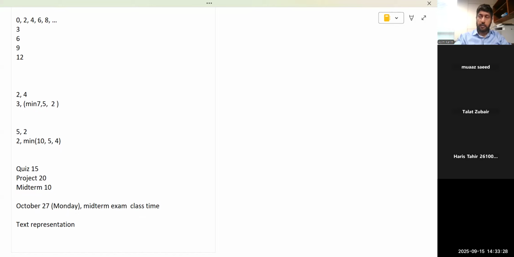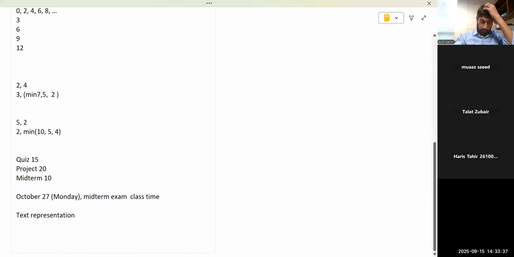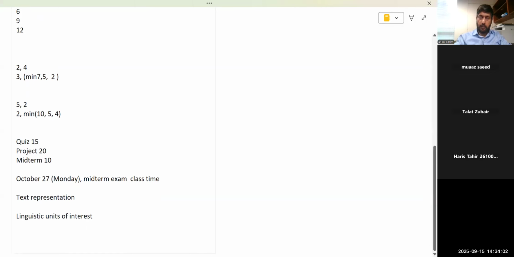ठीक है। सो text representation is very essential component in any analysis. So we have talked about words and we have talked about tokens, we have talked about subwords. So those are the linguistic units of interest. So we would like to use those units and represent them in some way for our analysis. And so let's just say we are talking about words. Okay.